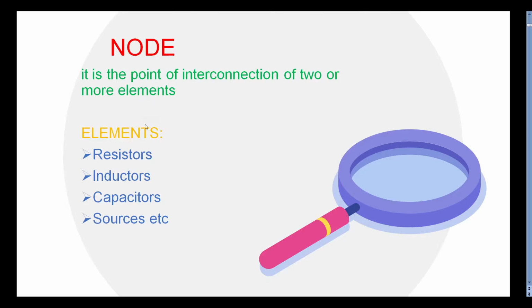What do you mean by elements? We are having many elements in a circuit. Some of the elements in a circuit are resistors, inductors, capacitors, sources. Sources means here we are having voltage sources and current sources, etc. These are said to be elements.